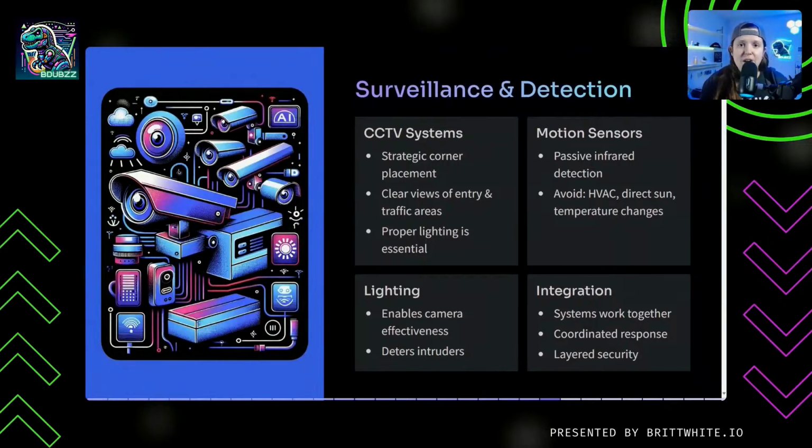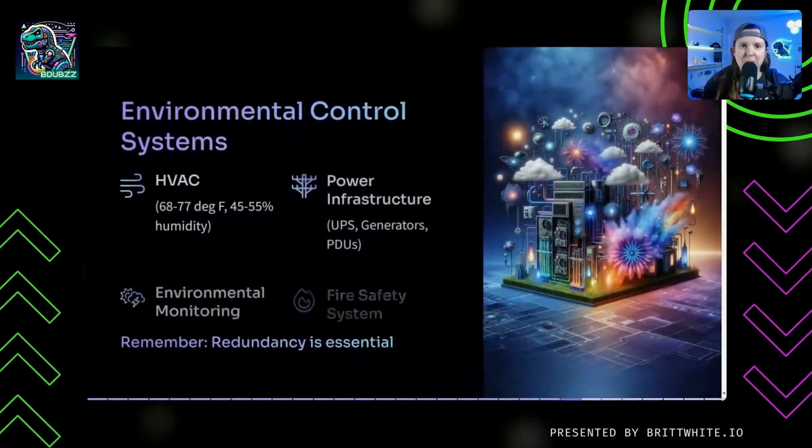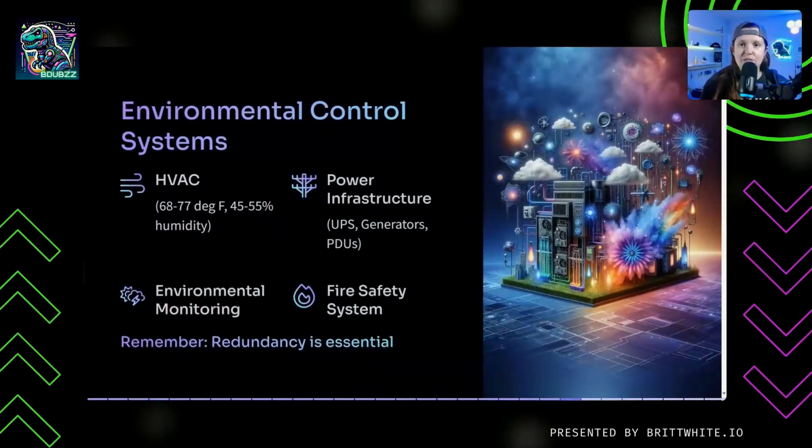Now, environmental controls protect both your people and technology. HVAC systems are crucial. They should maintain a temperature between 68 and 77 degrees Fahrenheit, and humidity between 45 and 55% in server rooms. Nobody wants sweaty gear or staff.